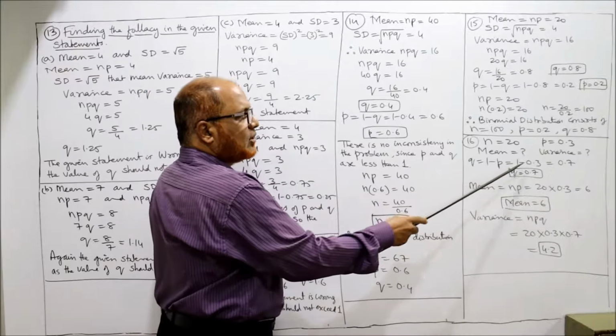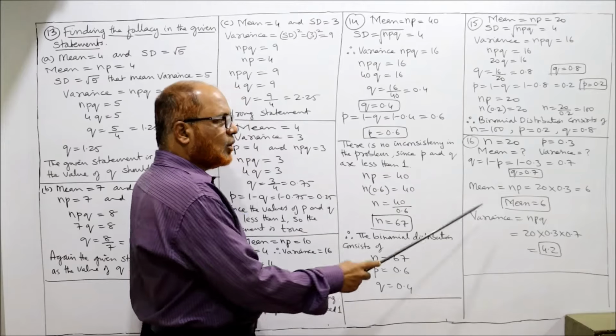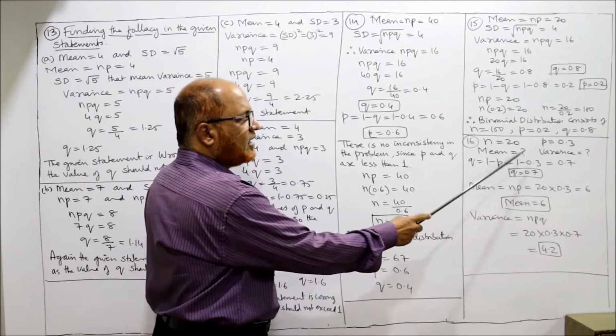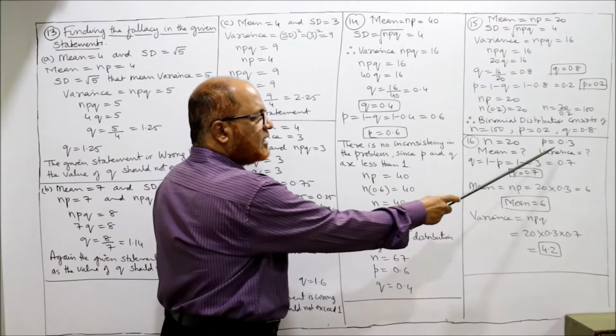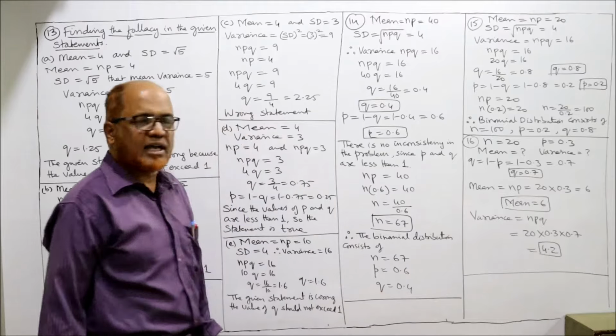P is 0.3. So 1 minus 0.3 is 0.7. So Q is equal to 0.7. So mean is equal to NP. N is 20 and P is 0.3. So 20 into 0.3 is 6. So mean का value आ गया 6.